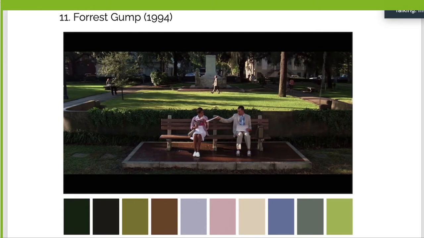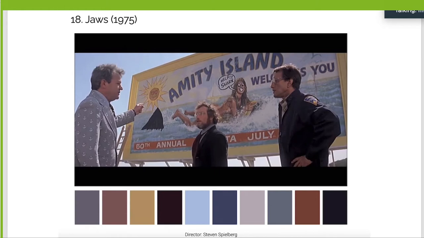And Forrest Gump, of course, is very much about discovery, newness, life as an adventure. And so you're going to see a lot of not only the pastel colors, which are ultimately calming, but the very, very rich greens that are about the fecundity of rebirth and newness. Jaws. Jaws uses an interesting color palette in that it's very much about the late 70s.